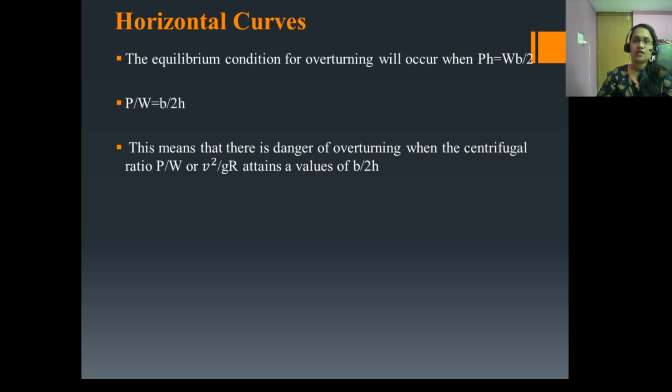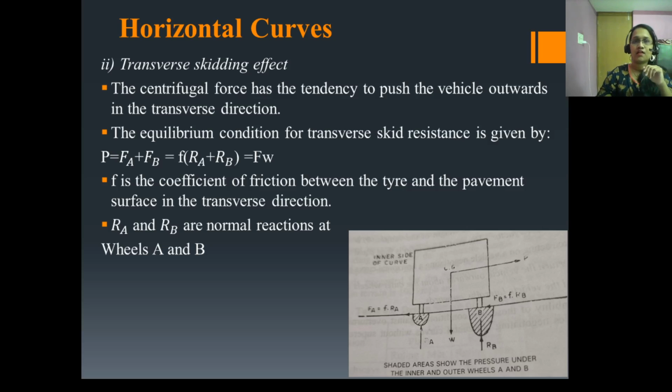So the equilibrium condition for overturning will occur when P H equals W B upon 2. So P upon W will be B upon 2H. This means that there is a danger of the overturning when the centrifugal ratio P upon W or V square upon G R will attain a value of B upon 2H.